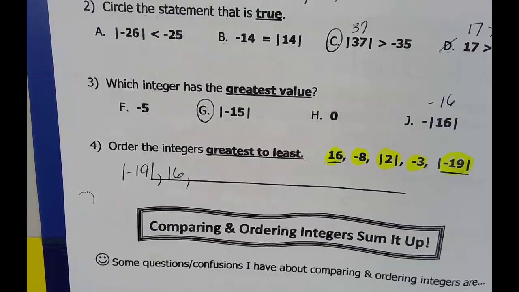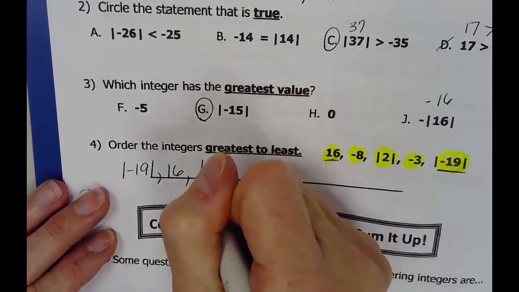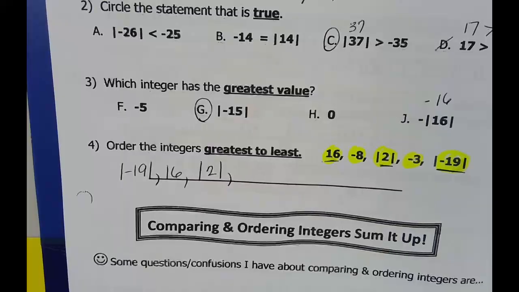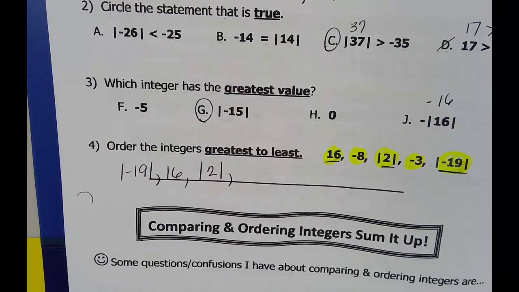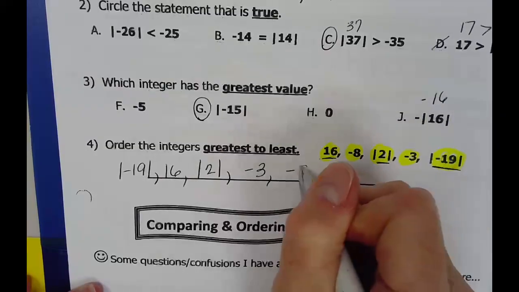What am I going to put next? Tony? I know. We're working on this. What am I going to put next, Sadie? Absolute value of 2. Absolute value of 2. That's all my positive values. Now I go to the negatives. Aubrey. -3. And last one is negative 8.